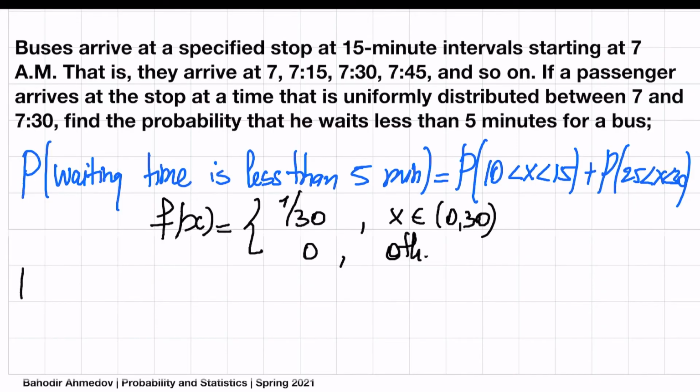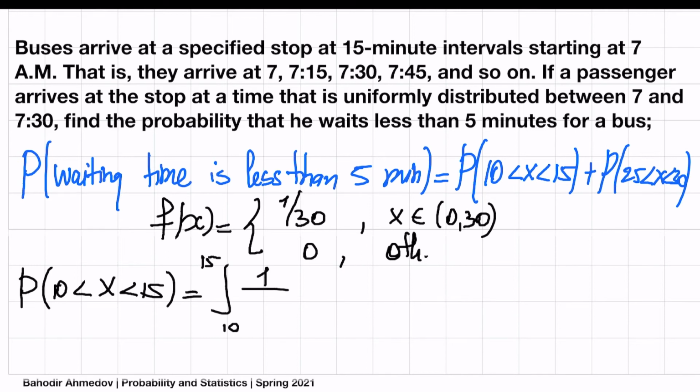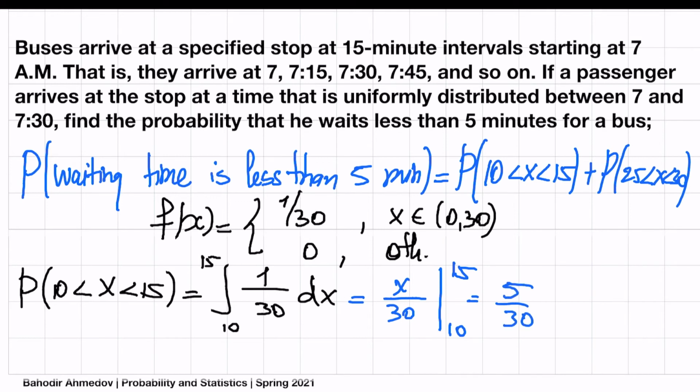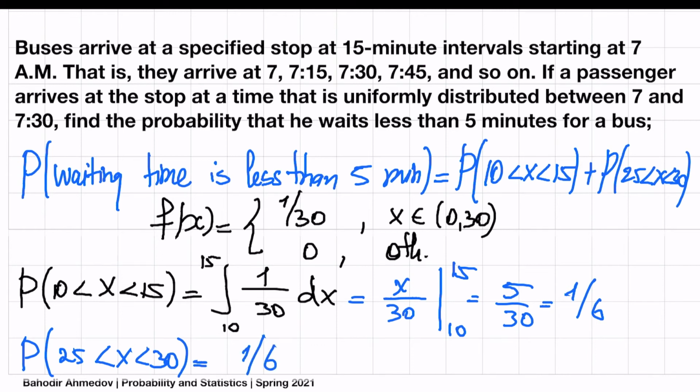If I would like to evaluate the probability that he is going to arrive between 10 and 15, it is going to be the integral from 10 to 15 of this density function, 1 over 30 dx. Do you remember what the antiderivative of 1 over 30 is? It's simply x over 30, right? And we have to substitute 10 and 15. If you substitute 15 and 10 and subtract, it's going to be 5 over 30, which is 1 over 6, right? Please note that the probability that he arrives between 25 and 30 is the same. So if you add these two probabilities, the answer is going to be equal to 1 over 3.